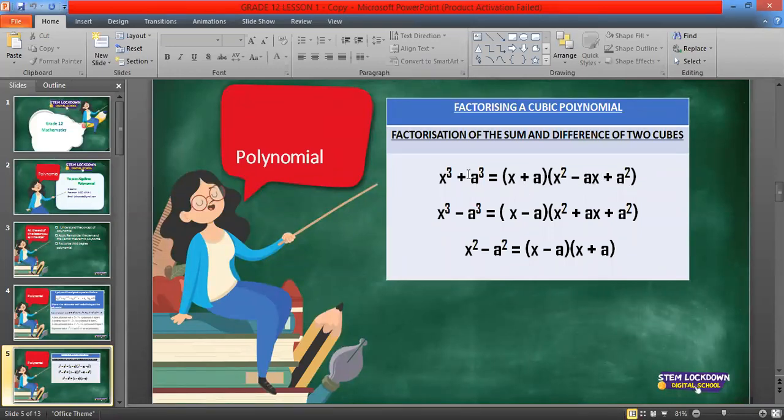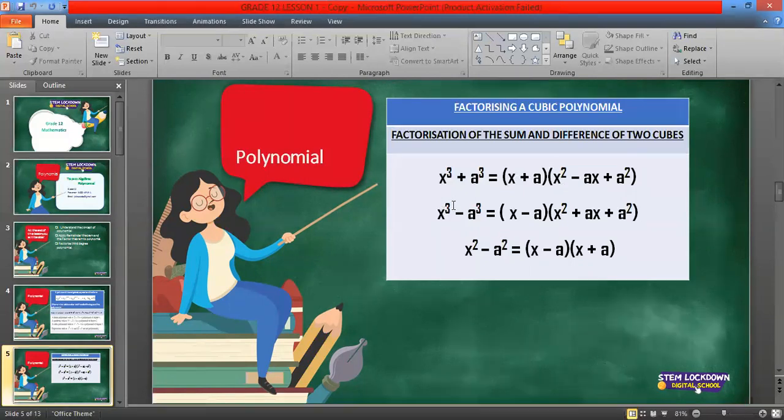So let me go over that again. To factorize this cube, don't forget the cube root. The cube root of x cubed is x. Put it here. The cube root of a cubed is a, right? So we are done with the first bracket. To get the other big bracket, you square the first term to get the first term here, and you square the last term to get the last term here. You square your x to get x squared, square your a to get a squared. And then to get the middle term, multiply the two terms, x times a, that gives you xa. Then multiply by -1, which gives you negative xa, right?